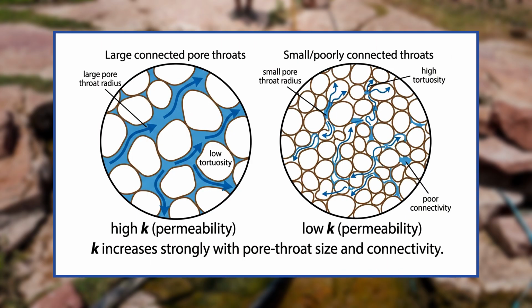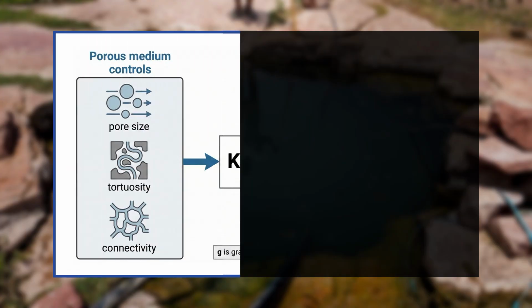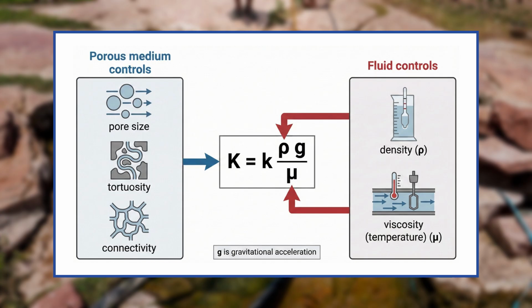Intrinsic permeability, small k, is a property of the porous medium alone, independent of the fluid flowing through it. It is determined by the pore size and connectivity. It is related to the hydraulic conductivity by the equation K is equal to small k rho g by mu. Here rho is the fluid density, g is the gravitational acceleration and mu is the dynamic viscosity. This distinction allows hydrogeologists to calculate the flow of fluids other than water, such as oil or contaminants.